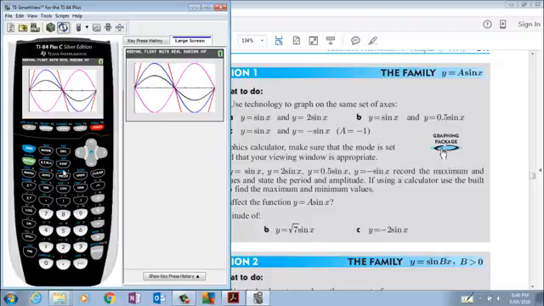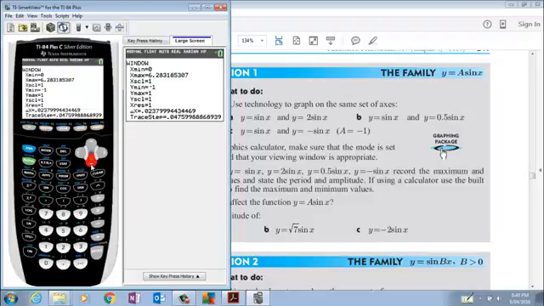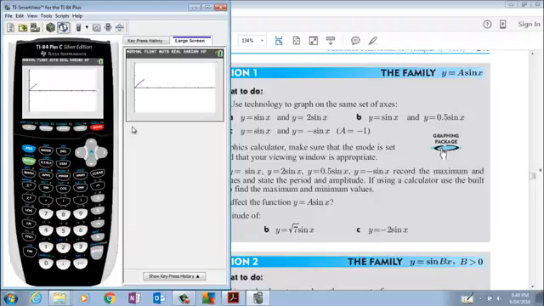Now, just so we can see the red one, we can go back to the window and change the y min and y max so that we can see it in view. So we'll go -2 to 2 and then press graph. Now the question says record the maximum and minimum values, state the period and the amplitude.